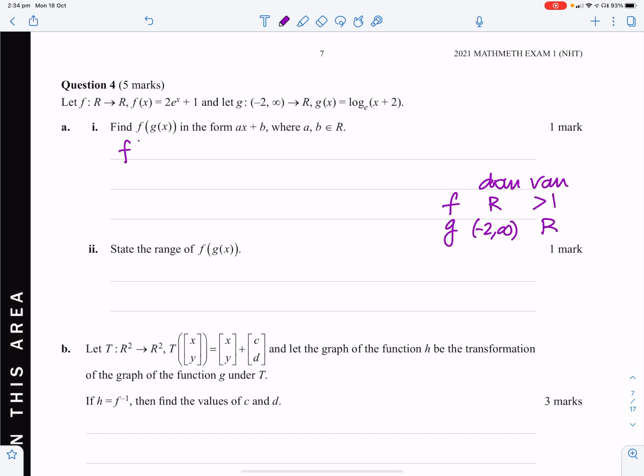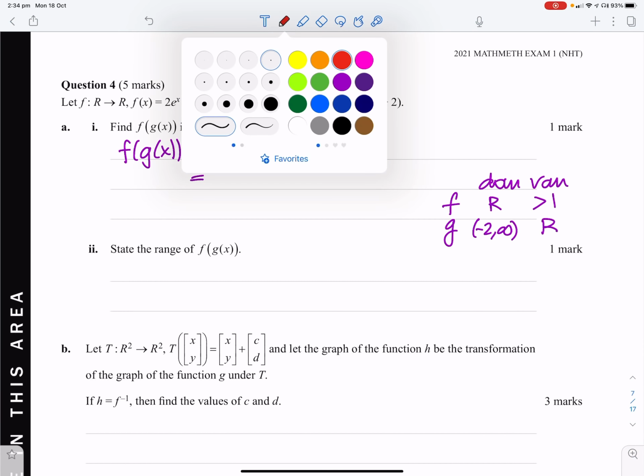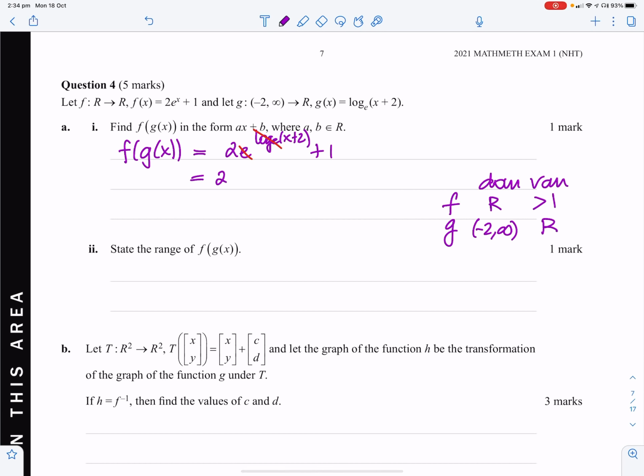So f of g of x is 2e to the log e of x plus 2, plus 1. We know that they effectively are inverses, so they cancel each other out. 2x plus 2 plus 1, 2x plus 5.